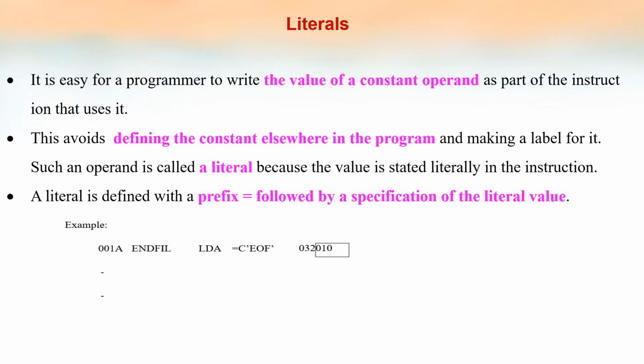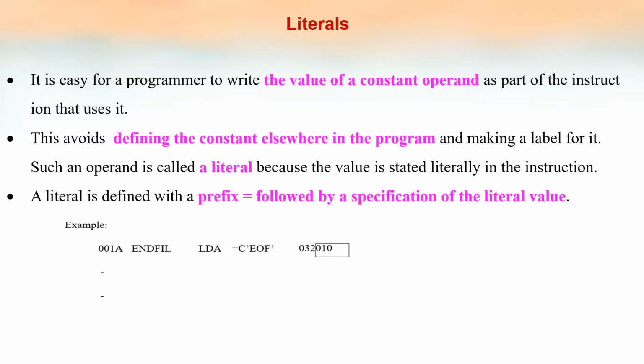Literals are actually constants. It is easy for a programmer to write the value of a constant operand as part of the instruction itself. Normally, the constants are defined at the end of the program. For example, if we want to define a character constant, we will use the reserved word BYTE. Integer constant means we will use the reserved word WORD. Using that, the constants are defined and then used with the instructions.